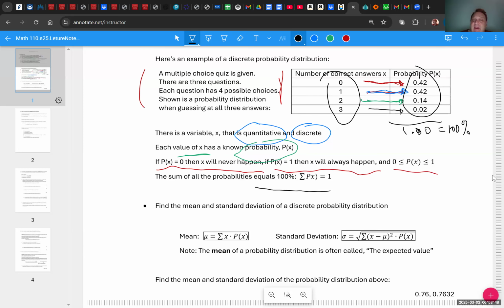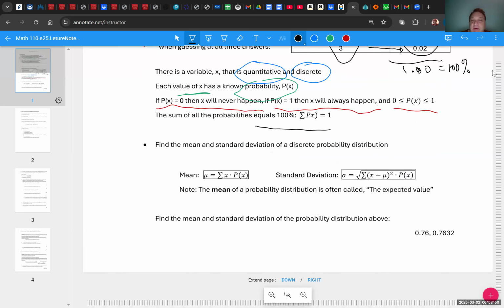Let's do some formulas. Yay, math, those formulas. Okay, so we're going to do some formulas. So the mean and standard deviation, remember, this is a distribution of data, right?